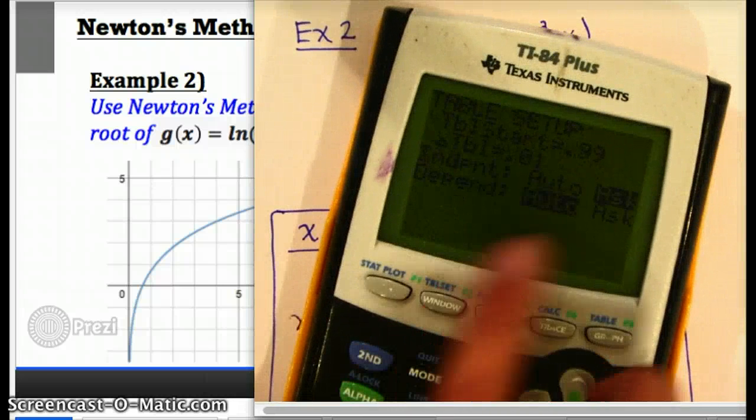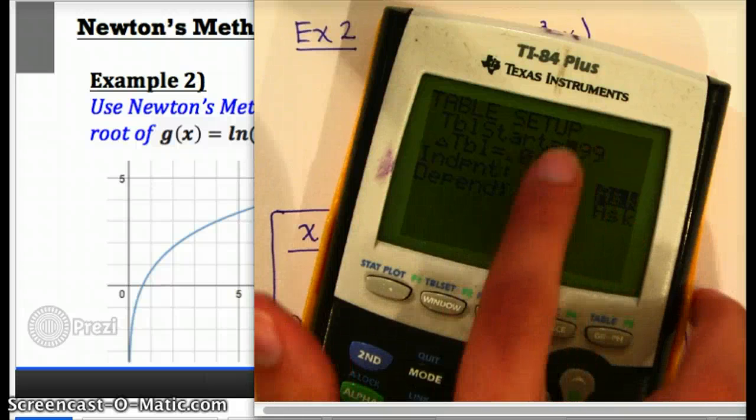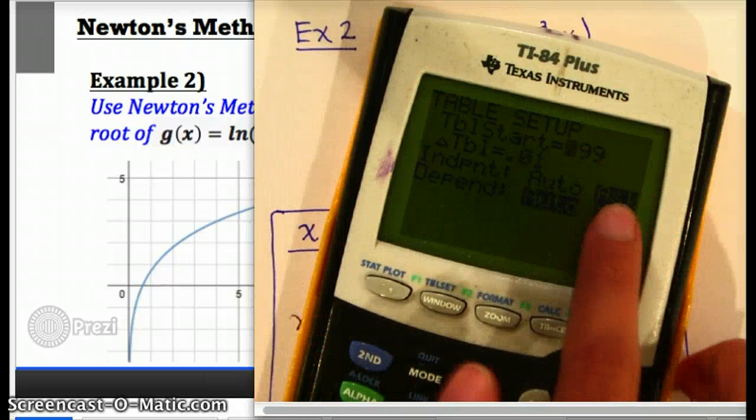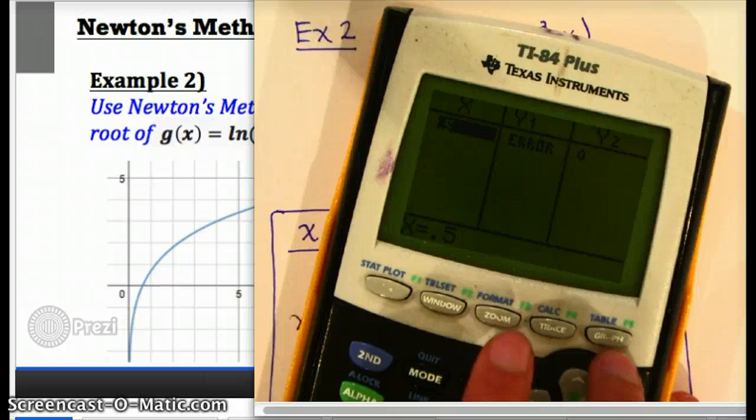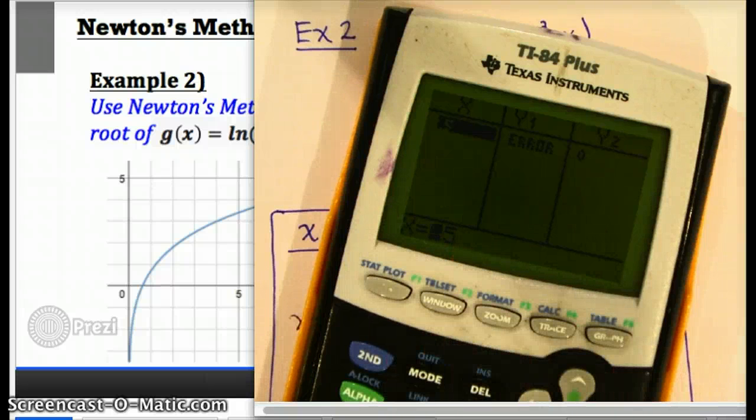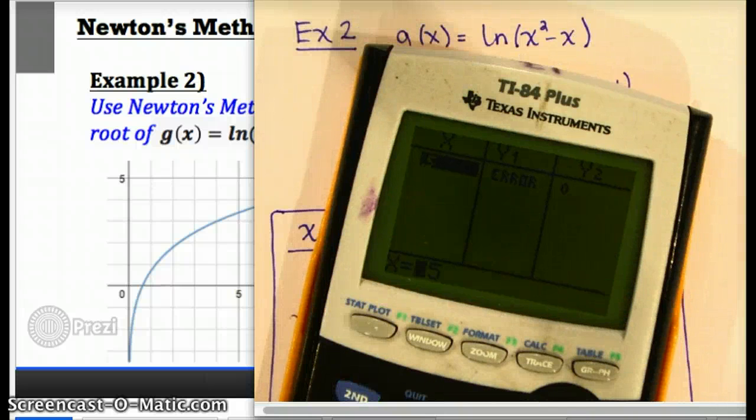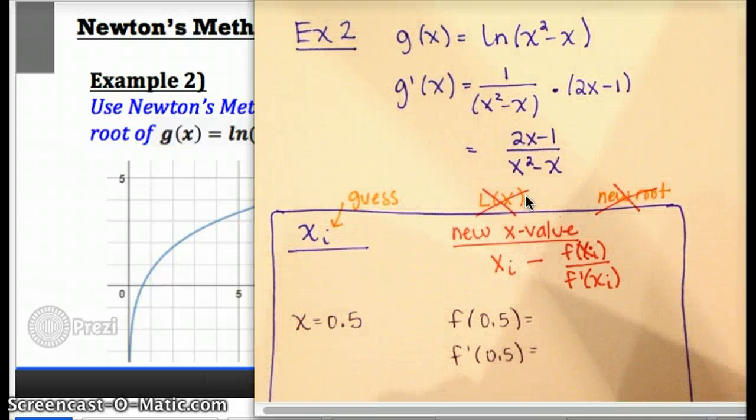If you set the table to ask, it doesn't matter what the start and delta table are, but if it's asking you and automatically giving the dependent variable, when you go table, you can plug in 0.5 here into these 2 equations. And then we get this really annoying error message. What this error message means, and this could happen to you, is that 0.5 is actually not a valid input for our function. You could actually even look at this and see why it won't work. If that happens, it just means that our first guess was no good, and we need to start with a different first guess. Let's try 1.5 instead.